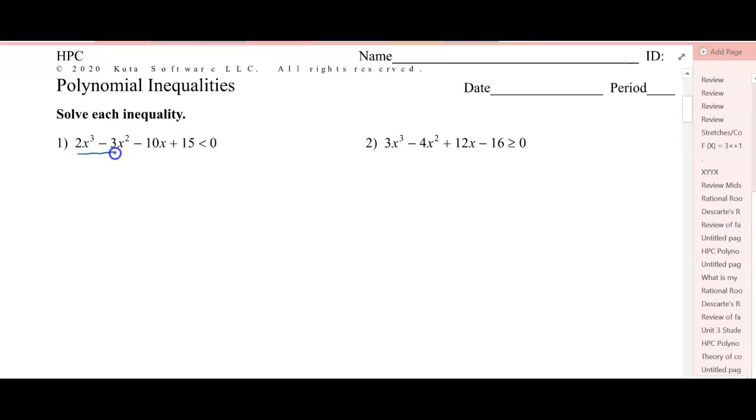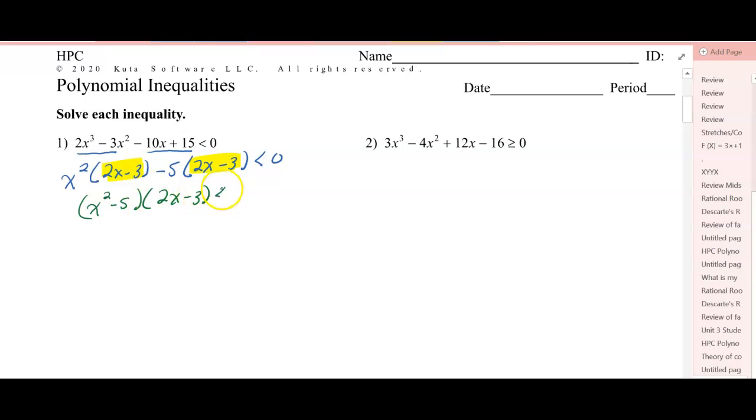If you look at problem number 1, and you were to group the first two terms, you can factor out an x squared. So x squared times 2x minus 3, minus 5 times the quantity 2x minus 3. Now remember, when you factor by grouping, these two terms that I just highlighted in yellow always need to be the same. So this becomes x squared minus 5 times 2x minus 3.